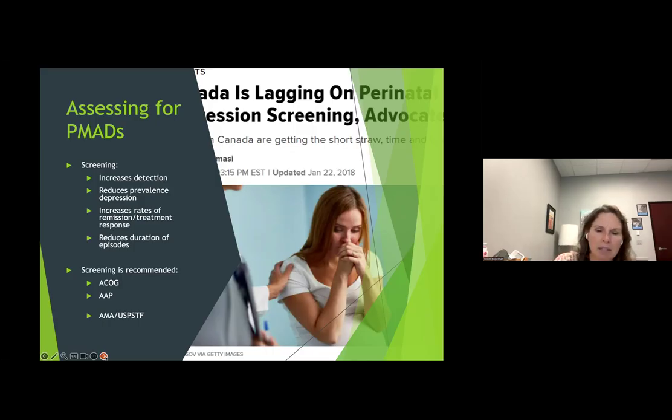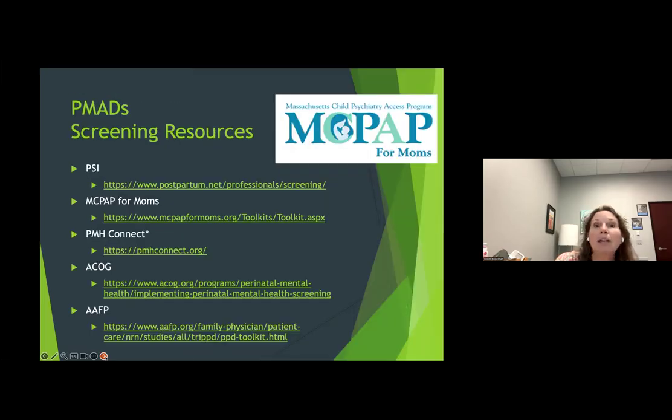But basically, the idea is we need to be screening, especially in at-risk populations, and then we need to have resources to address it on the other end. So if you're not already screening or you need additional resources, these are some of the top ones. The MCPAP for Moms has some really awesome toolkits, some algorithms, and also talks that you can borrow.